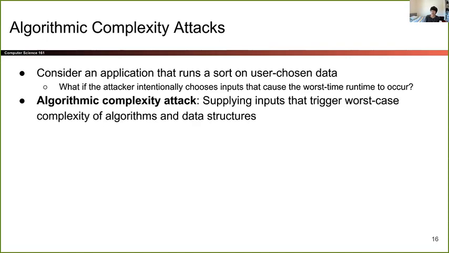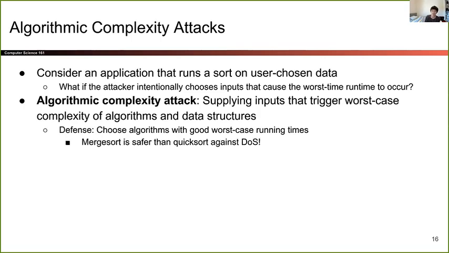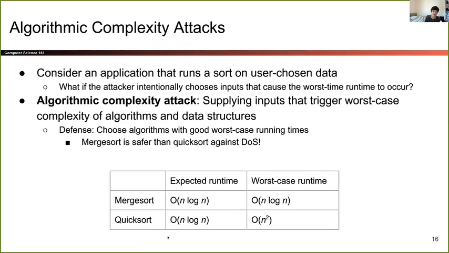I'm starting to think that some of this is appearing out of order, because this is not how I originally wrote these slides. But the key to algorithmic complexity attacks is that even though some data structures run in n log n time on average. So, quicksort and merge sort, they both run in n log n time, but they have different worst case running times. So I'll skip ahead a little bit here.